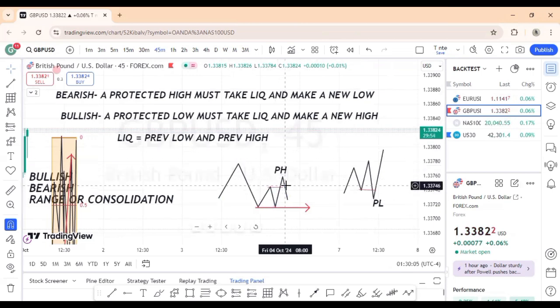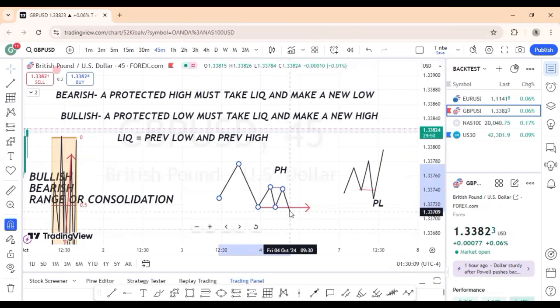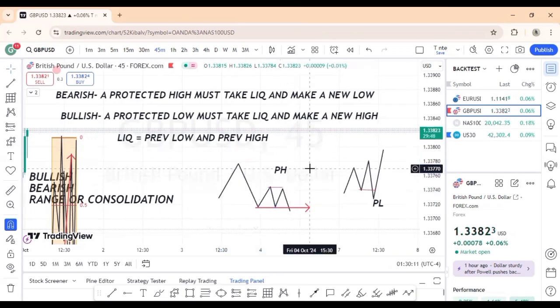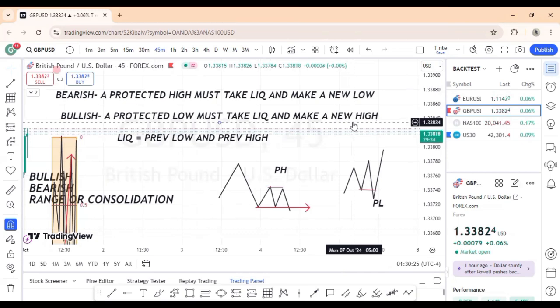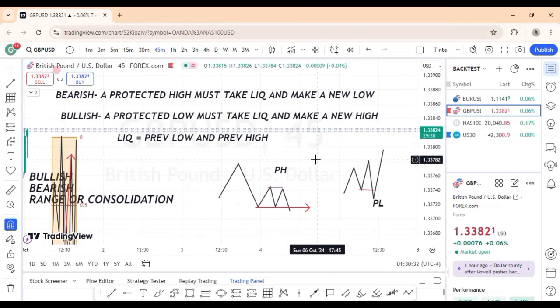If it doesn't take liquidity and it makes a new low, that's not a P high, because there are two conditions to it. In fact, three conditions. Number one, bearish: take out liquidity and make a new low. Bullish: take out liquidity and make a new high. So there are even three. You must understand the trend in which you're in. So that's how we got protected lows and protected highs.